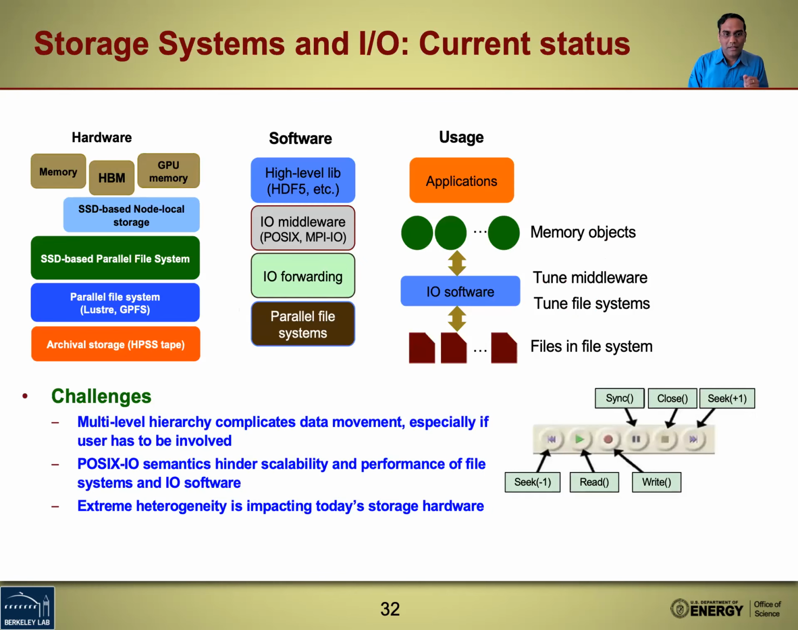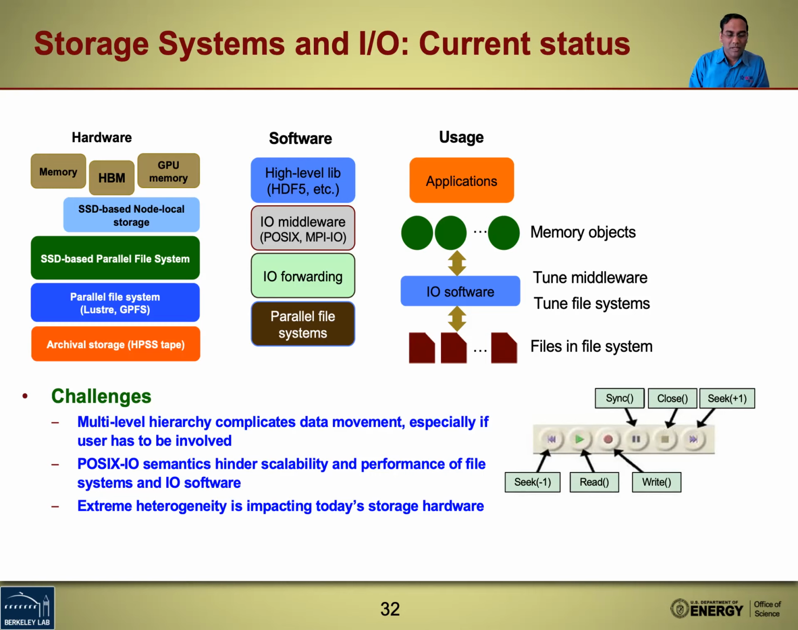So let's say the current status of storage systems and IO is, okay, there are new systems with various locations of storage, and the software, high-level libraries, IO middleware, forwarding layers, and others. And the applications use memory objects and then call the IO software to store the data. And to get good performance, they have to tune the performance, tune the file systems, and all that information has to be known. There are various challenges in this. Multi-level hierarchy complicates the data movement, especially if the user has to be involved.